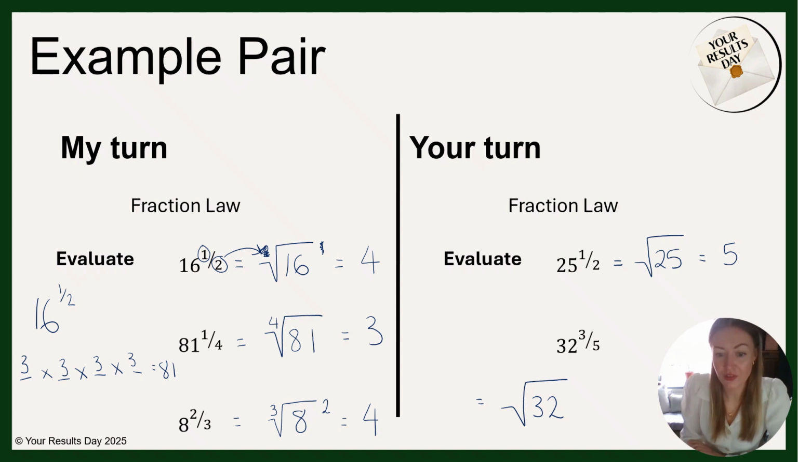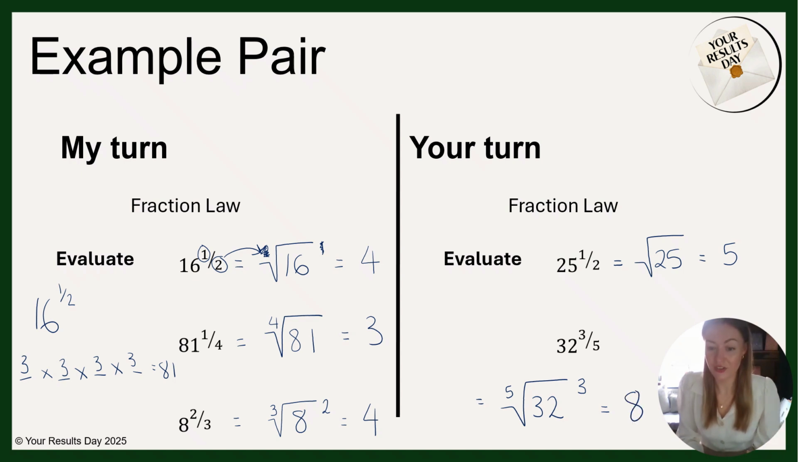The bottom of the fraction tells me this is the 5th root, and then I'm going to raise my answer to the power of 3. So what do I multiply by itself 5 times to get 32? Well, that would be 2. 2, 4, 8, 16, 32. So that would be 2, and then I'm cubing that answer. 2 cubed, 2, 4, 8. If you got 8 for that answer, you are correct. Well done, that was quite tricky.